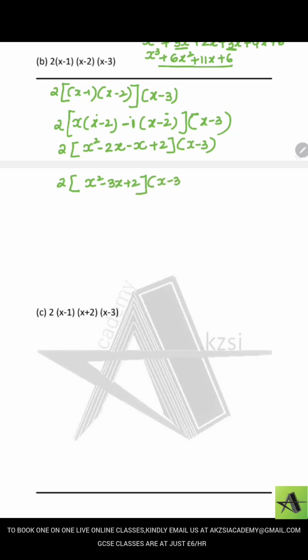x minus 3. Now I'm just rearranging it. As I told you in my theory lecture as well, it's not necessary to swap it, but for the simplification of the question, I am doing this.